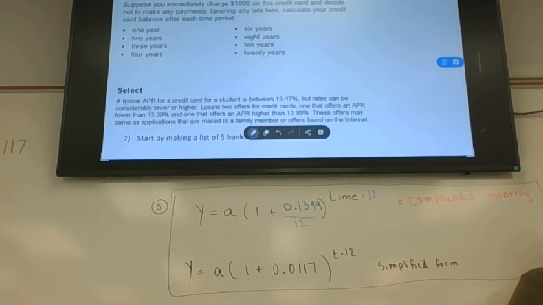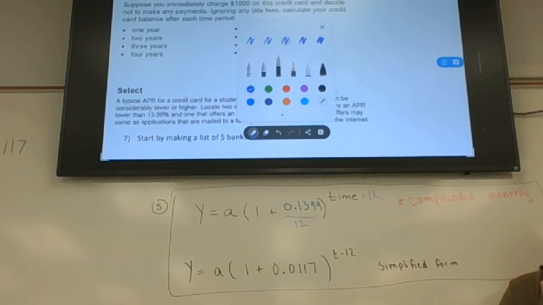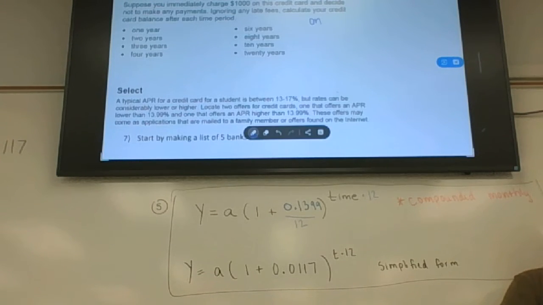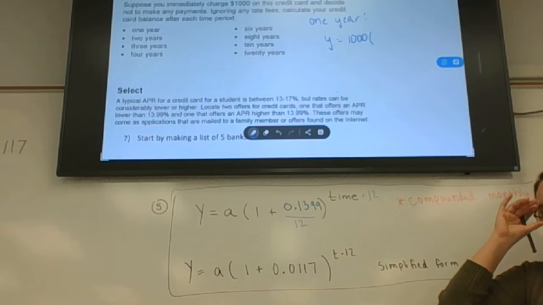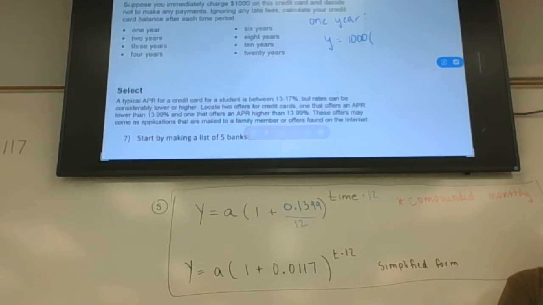Okay, so here we go. We're gonna calculate all of these: 1 year, 2 year, 3 year, 4 year, 6, 8, 10, and 20 years. So this is how you do it. I'm just gonna do year 1 for you. It says you immediately charge $1,000. That's for books. You got to pay for books when you go to college. They don't give them to you. It'll come to about $1,000, books and supplies.